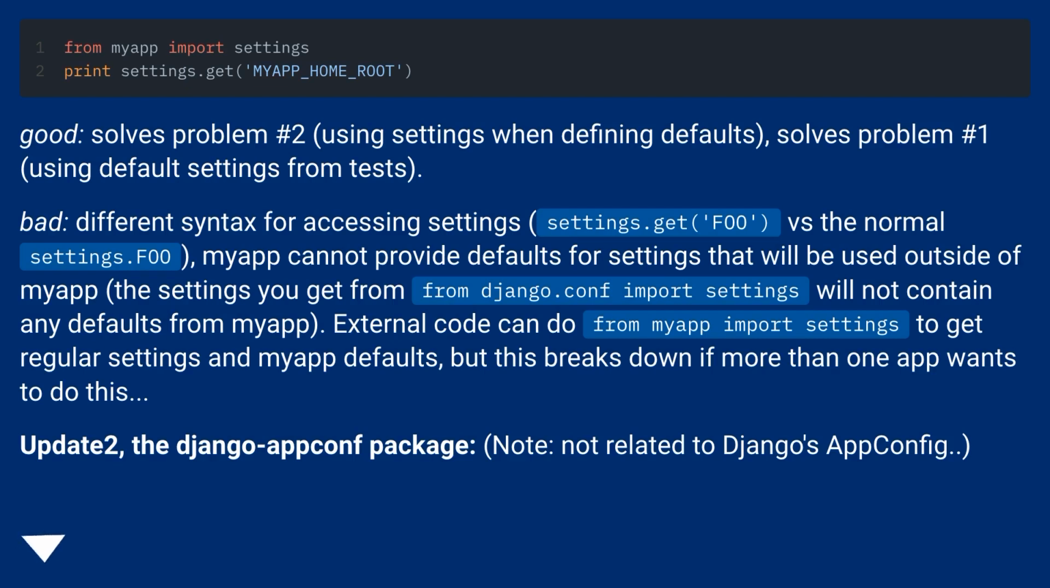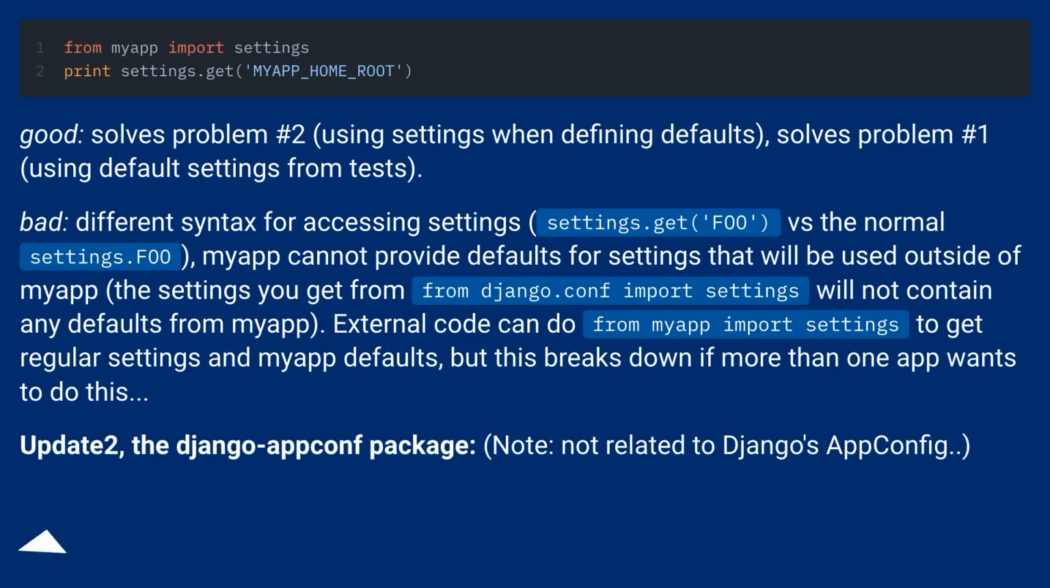Myapp cannot provide defaults for settings that will be used outside of myapp. The settings you get from django.conf import settings will not contain any defaults from myapp. External code can do from myapp import settings to get regular settings and myapp defaults, but this breaks down if more than one app wants to do this.